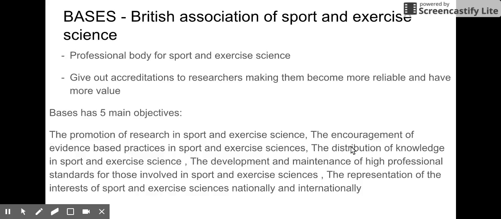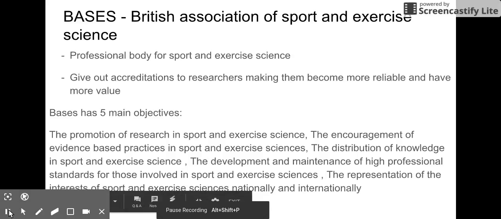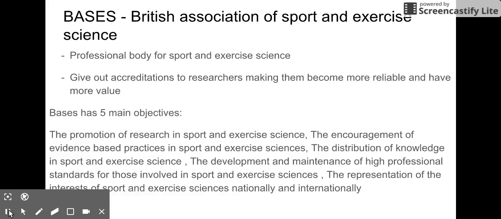BASES have 5 main objectives: the promotion of research in sport and exercise science, the encouragement of evidence-based practices in sport and exercise science, the distribution of knowledge in sport and exercise science, the development and maintenance of high professional standards for those involved in sport and exercise.